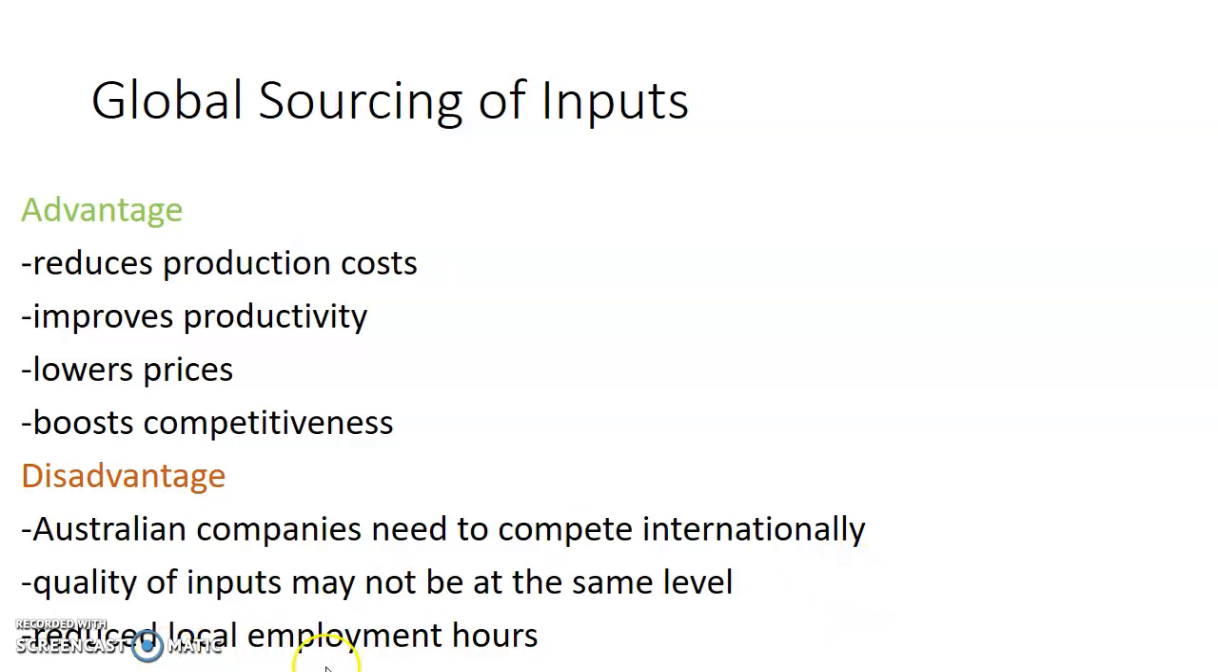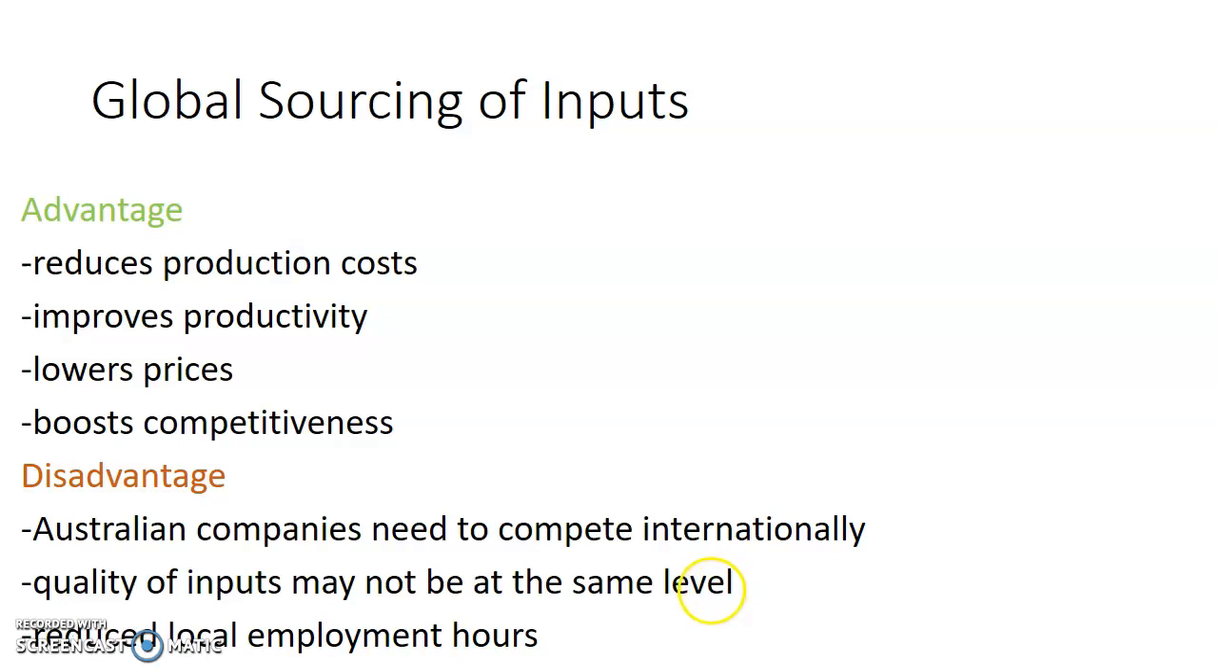Okay. Now again, reduced local employment hours. If you're taking your business overseas, then you're not generating lots of employment in your country. Okay. I just want to give you an example of some businesses that have actually taken their businesses overseas. For example, ANZ, Telstra and Energy Australia, all of their call centers have been located in other countries, for example India and Philippines. Okay, because they can source low wage English speaking workers in these countries, so it is actually cheaper for their business to operate from other countries.